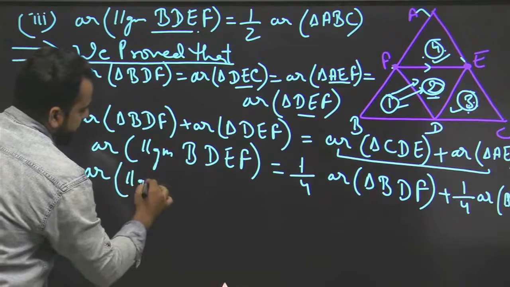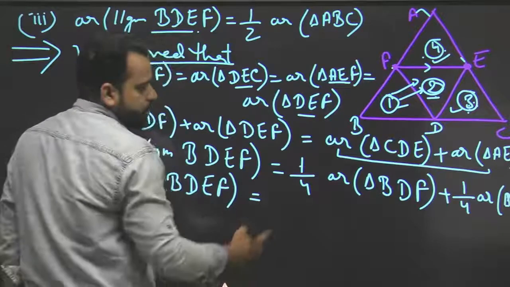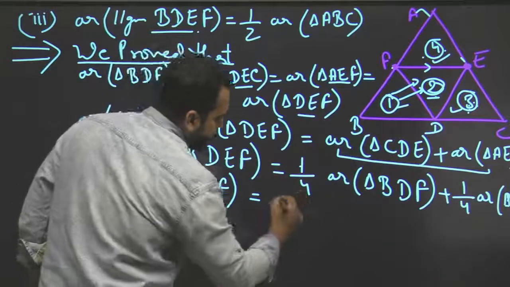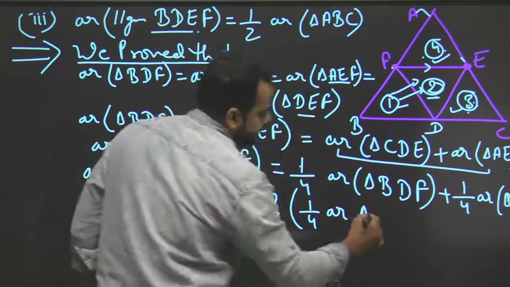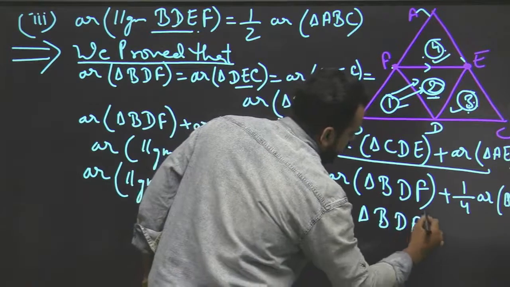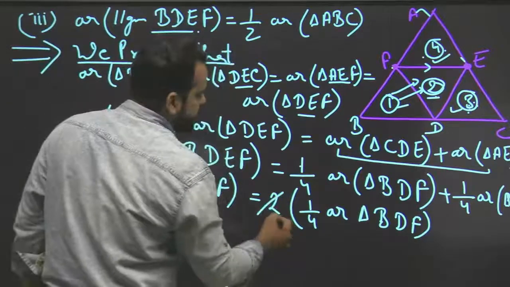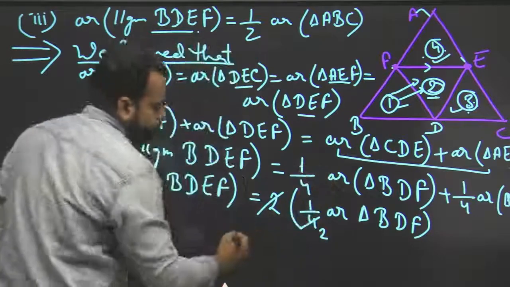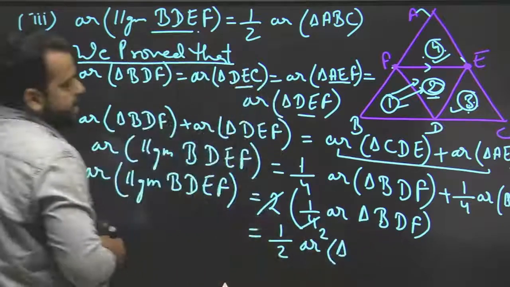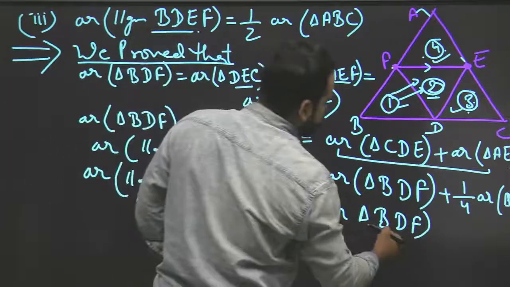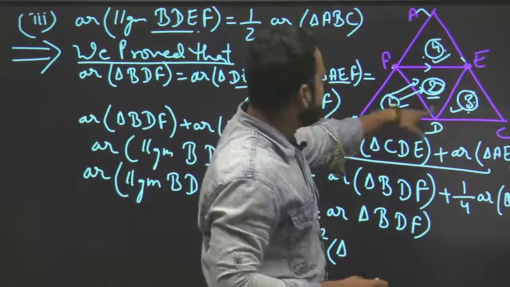we can write that the area of this parallelogram BDEF is equal to, the same thing comes together, I mean twice, so you can write twice 1/4 of the area of triangle BDF. Okay, now we can cancel this 2 by 4, 2 times, so it comes to 1/2 the area of triangle BDF. Can we write this BDF as replaced by any one of them? BDF, where it is this one.